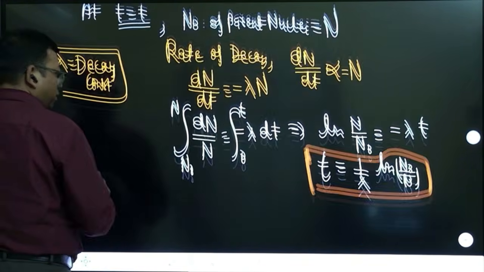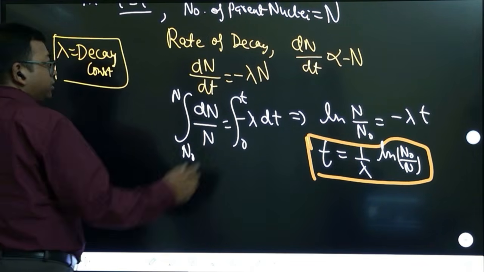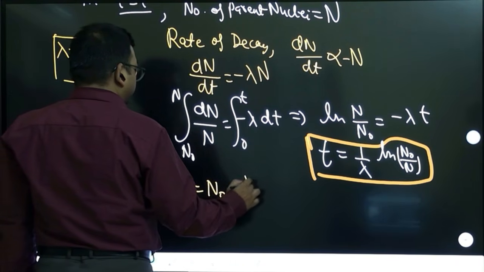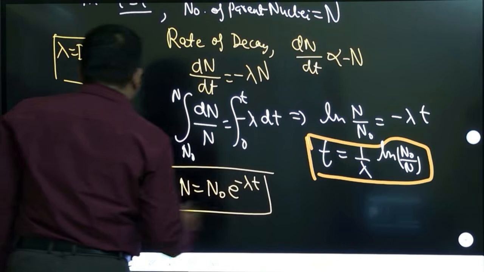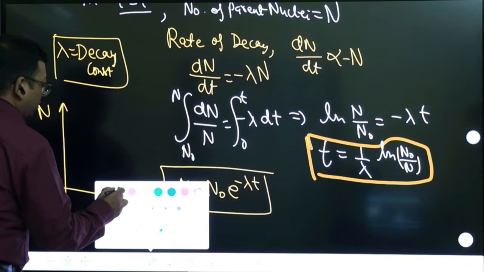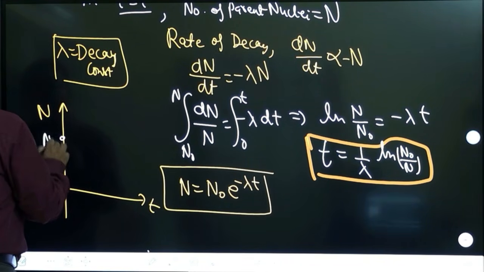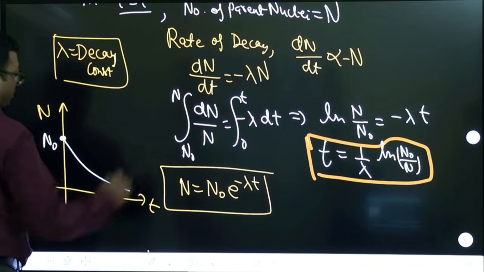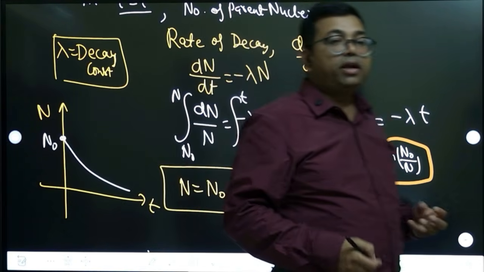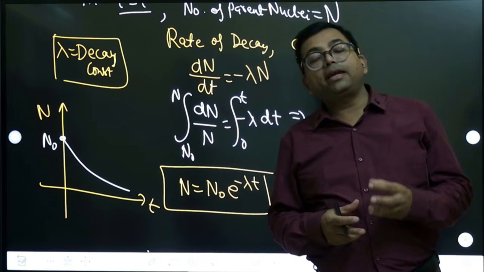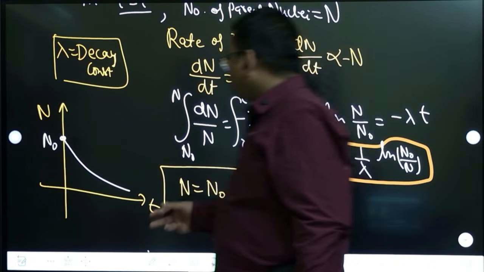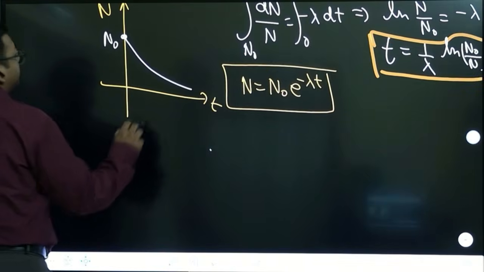Time formula. Also, we want to derive that N is equal to N naught e to the power minus lambda t. This is the number of parent nuclei as a function of time. This is called the decay graph. So the idea is that two important times are defined: one is called the average or mean time, the other is called the half-life time. From this graph we can try to understand that.